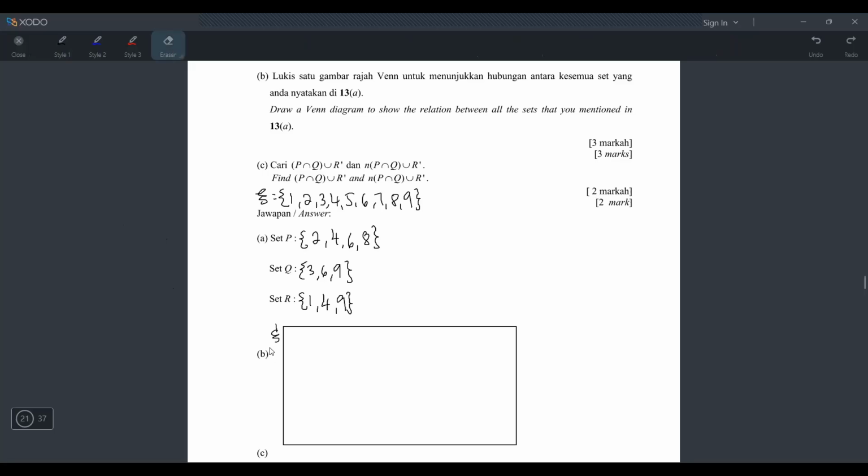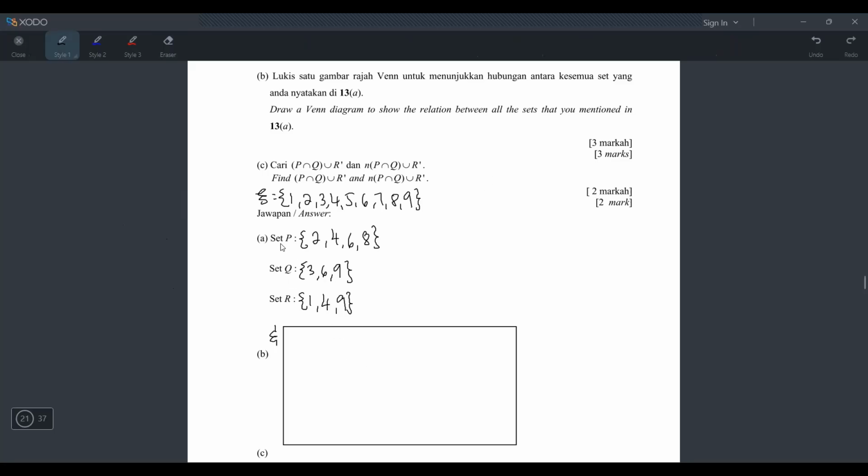So okay, let's write nicely. So the universal symbol is like this. All right, now they want you to draw a Venn diagram, right? So we already have our universal set. Now we still have to draw P, Q, R. Okay, this one we'll use circles.